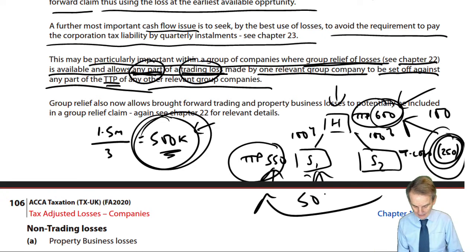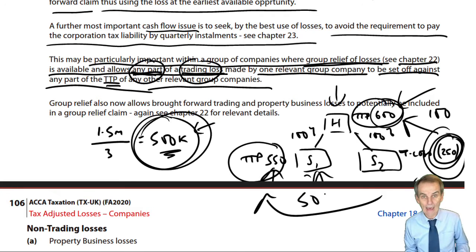The other, again, 100,000, you could group relieve that. You could take out more of the profits of holding company or S1. You could use it within S2. That's down to you to decide. But there you see, from a planning perspective, there's a lot more interest involved here, because you're not just using the loss in terms of a current and carryback claim where there's no choice other than, do I make the claim? It goes against all of the total profit. With group relief, you get to choose how much of that loss to put against that total profit.